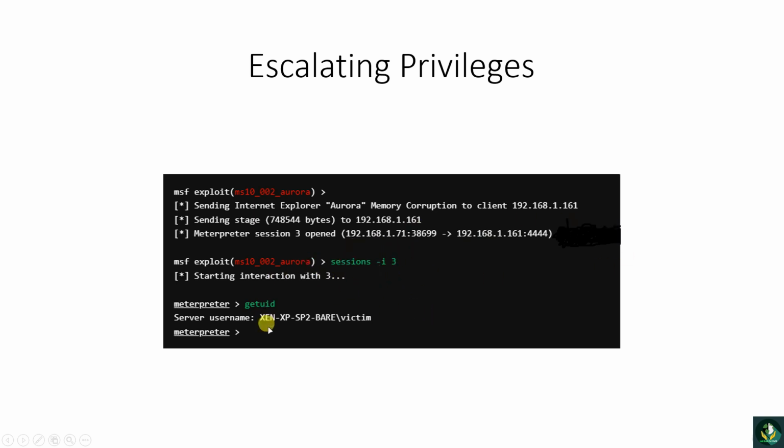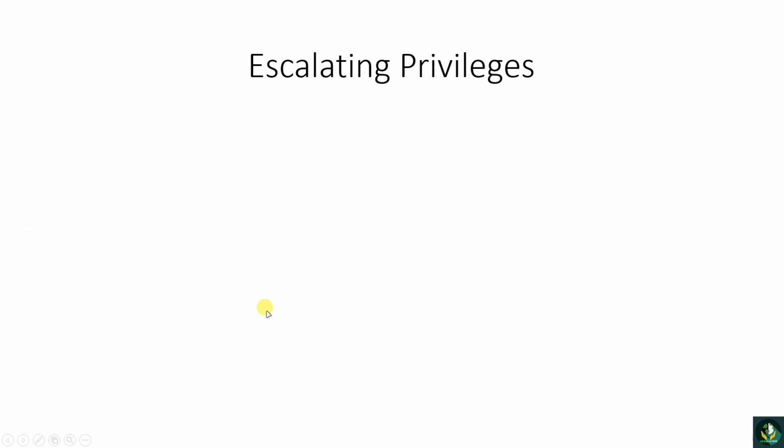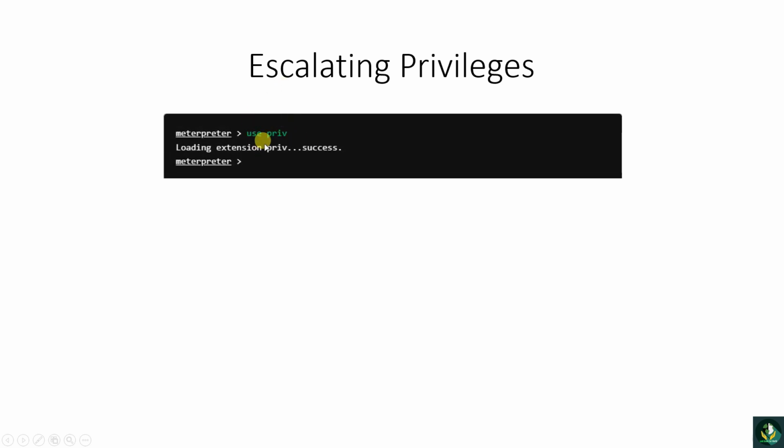After that, we are going to get our UID, the user ID. This is our user ID and this is the victim, as you can see. To make use of the getsystem command, if it's not already loaded, we will need to load our priv extension first. After getuid, simply type use priv and it will automatically load the priv extension. As you can see, it is a success.